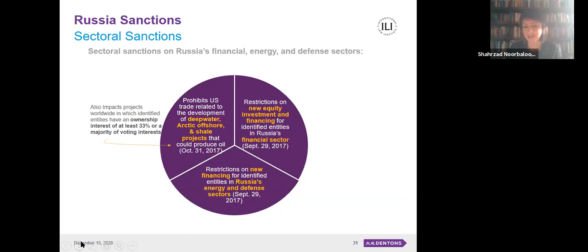And second, Directive 4 prohibits providing goods, services, or technology in support of exploration or production for deep water, Arctic offshore, or shale projects that meet several criteria. First, the project has to have been initiated after January 29th, 2018. The project must have the potential to produce oil in any location, and persons subject to Directive 4 have to have a 33% or greater ownership interest in the project or own a majority of the voting interests therein. And notably, none of the directives reach financial services, so the provision of this type of service is not subject to the prohibitions in any of the 4 directives.